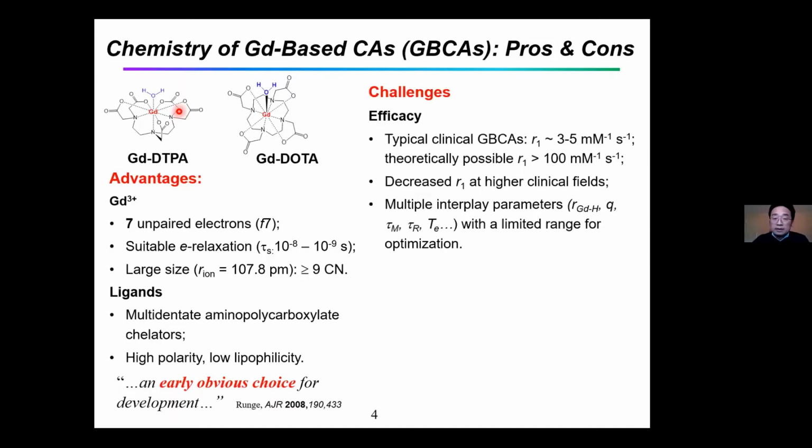Okay, but nothing is really perfect. This is a principle that we all know as scientists. And over time, people started to recognize the limitations of gadolinium-based contrast agents.